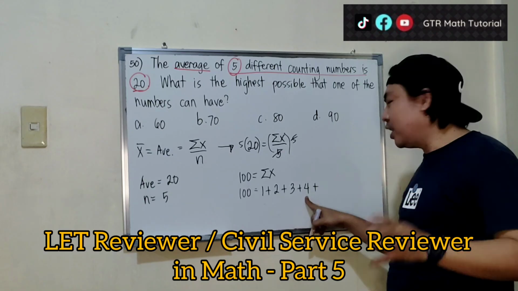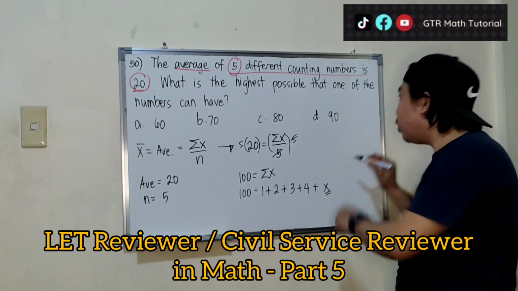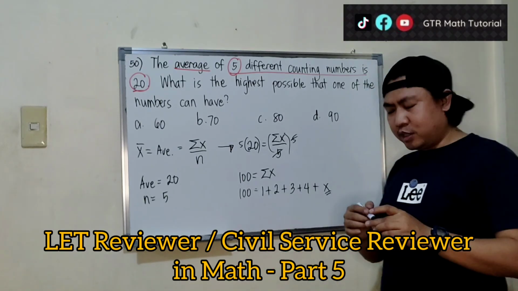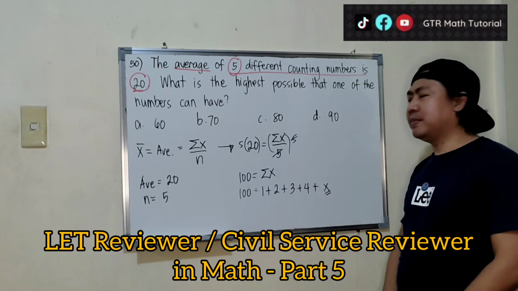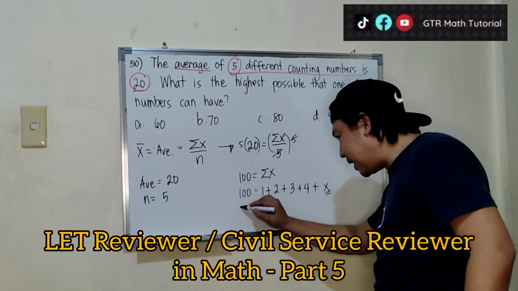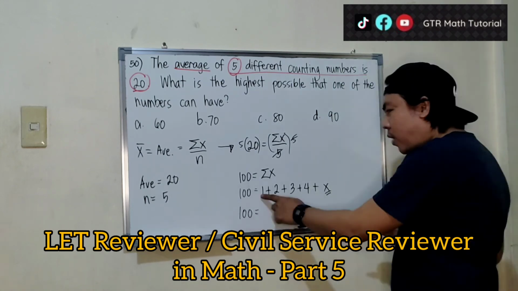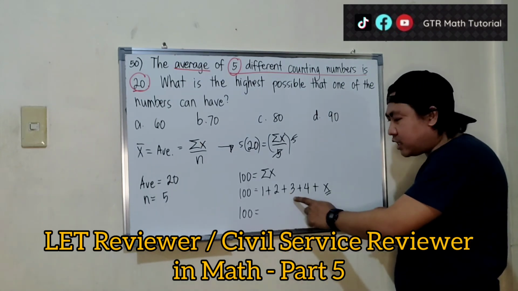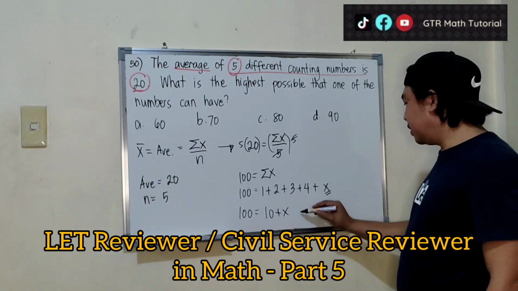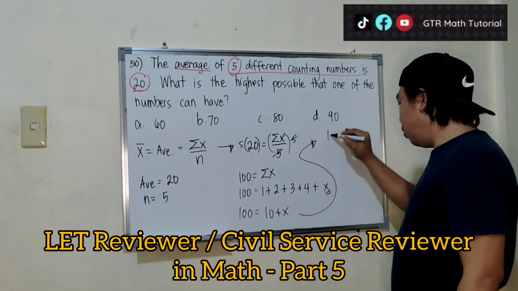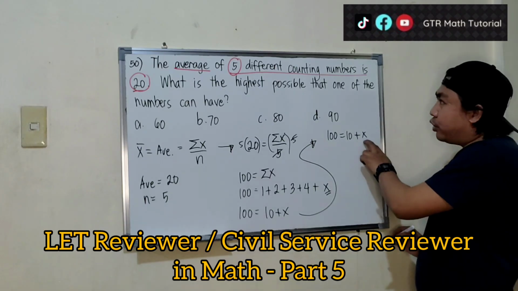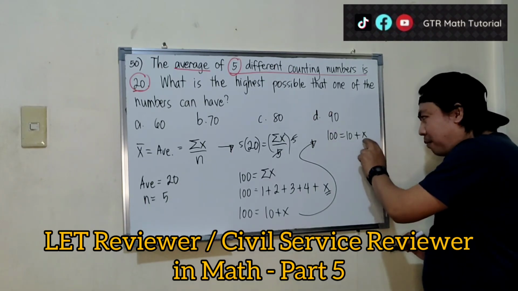Dahil different nga, solve natin kung ano yung x. Ito yung highest possible na pwede. So, isolve lang natin ang x natin. Add lang itong lahat. 1, 2, 3, 4, and then 100 equals 1 plus 2 is 3, plus 3 is 6, plus 4, so that is 10, plus x. Rewrite lang natin: 100 equals 10 plus x. Solve for x, yung highest possible na number na pwede.